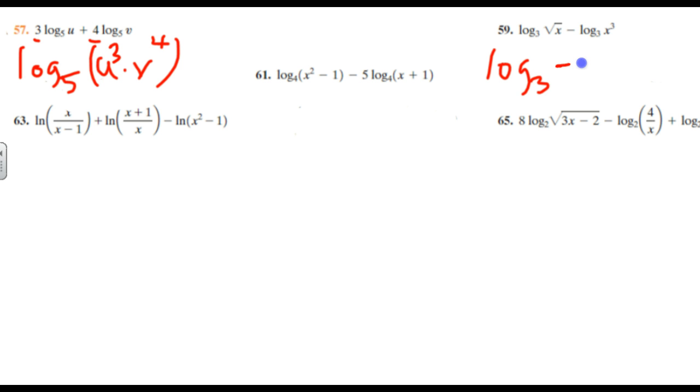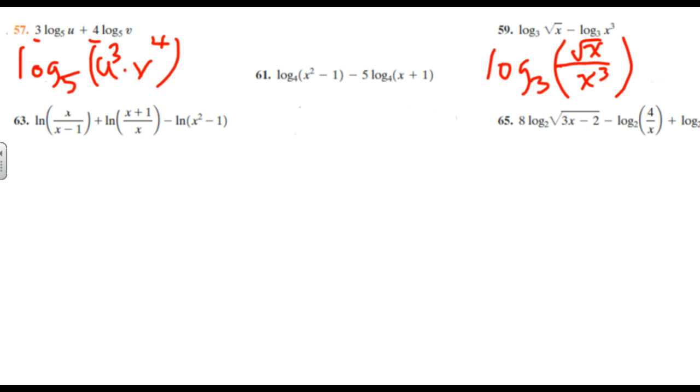All right, taking a look at 59, condensing these, since they're subtracted, I'm going to have a single log base 3, but this time I'm going to have a fraction. In this problem, the square root of x will go on the top, and x cubed will go on the bottom. Why does x cubed go on the bottom? Because of that negative sign right there. When you have that negative sign, don't forget that argument goes to the bottom of the single log. So the final answer is log base 3 of square root of x over x cubed.